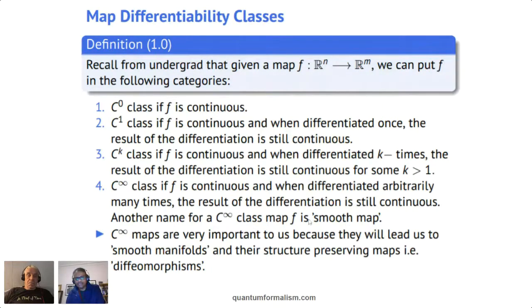So when I say smooth map, I mean C infinite maps. These are very important, as I already mentioned before, because they are the ones that will enable us to define the notion of smooth manifold. Indeed, they are at the center of that, and also they are the structure preserving maps, or diffeomorphisms. But don't worry about that. In the next session, you will know what I'm saying.